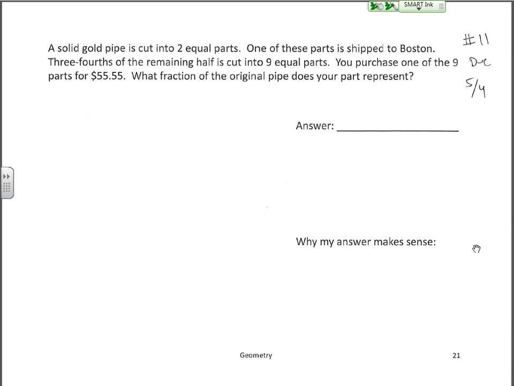So basically, what I'm asking you to do here is draw a bar to represent this pipe and essentially do what the question says. Divide it into 2 equal parts, ship one of those to Boston, and then take the remaining half and divide it into 1/4 and 3/4 sections. And then in the 3/4 section, divide that into 9 equal parts. And essentially the question is asking, what fraction of the original pipe does one of those 9 pieces represent?